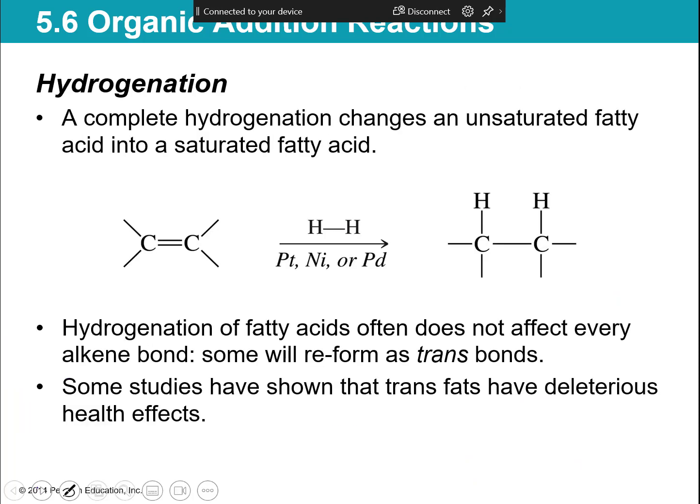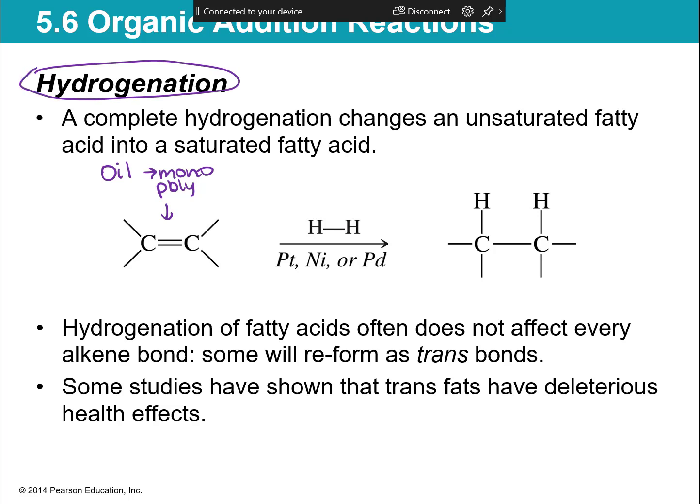So here's how you do it. We're going to take the double bond of the unsaturated. Remember that oils are the mono or poly, so they're either going to have one double bond or multiple double bonds in the chain of the fatty acids. We're going to hydrogenate. That just means add hydrogen. And in doing so, we break the double bond and add a hydrogen to each of the carbons.